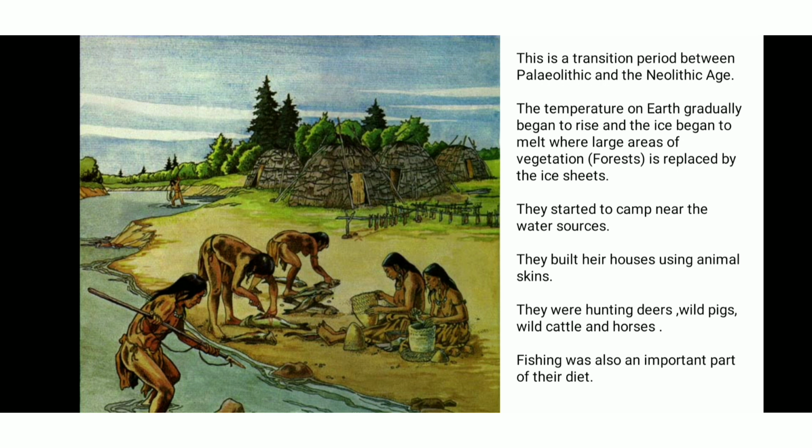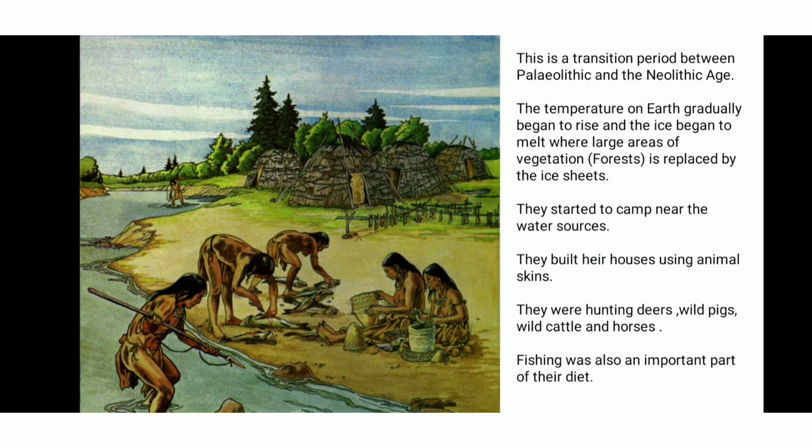Children, now we are going to discuss the Mesolithic Age, which means Middle Stone Age. This period is actually a transition period. Transition period means changing period, which lies between the Paleolithic and the Neolithic Age. Over this period, what happened? The temperature on our Earth gradually rose. As a result, the ice began to melt, where the large areas of ice sheets were replaced by vegetation, that is forests. As a result, they started to camp near the water sources, and they also built their houses using animal skins.